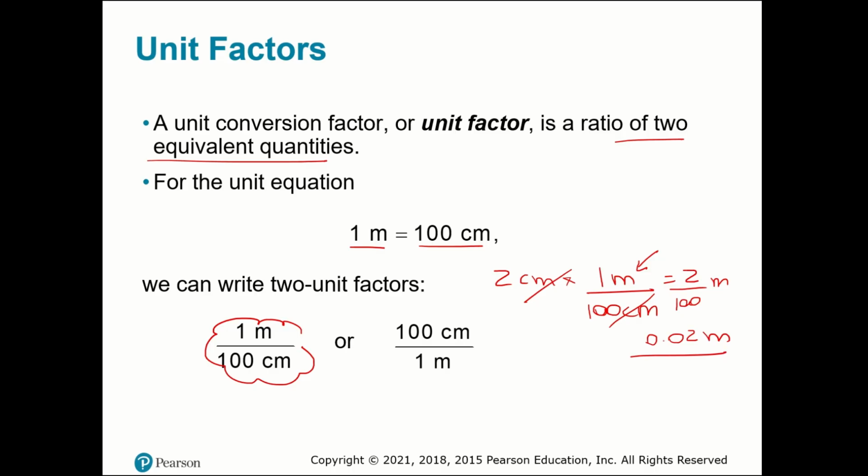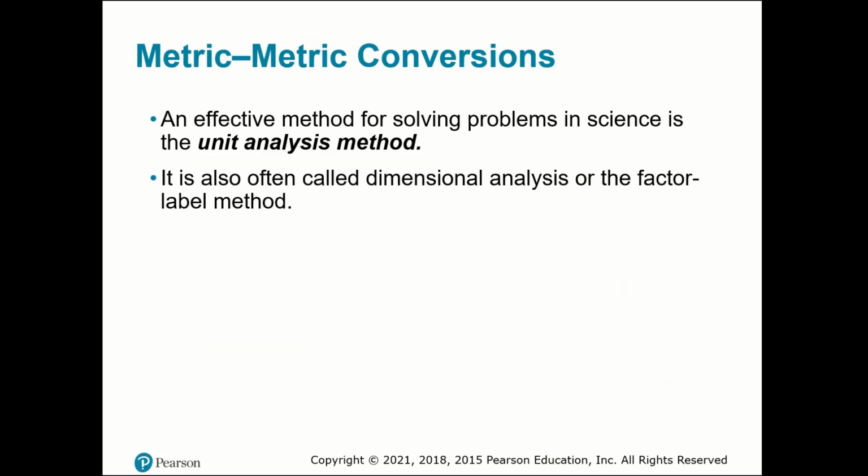If I want to convert 2 meters to centimeters, I'm going to use the other one, because my priority is centimeters, so it must be up there. I'm going to cancel the meters, and I'm going to have 200 centimeters. So the unit factor that you're going to use depends on what unit you need at the end, what unit you have to convert to.